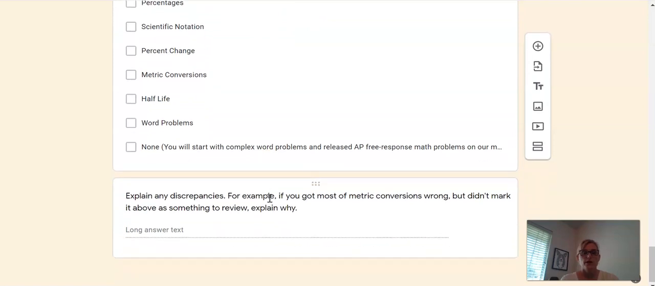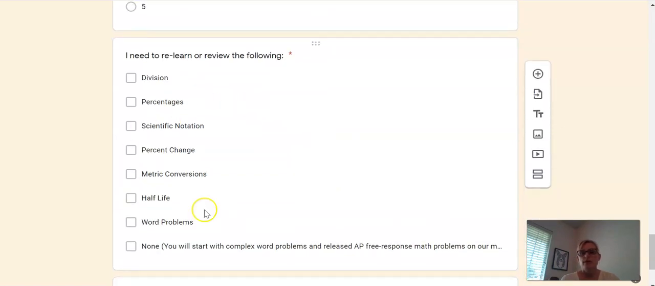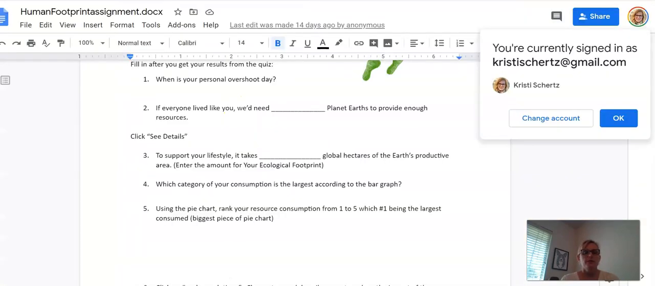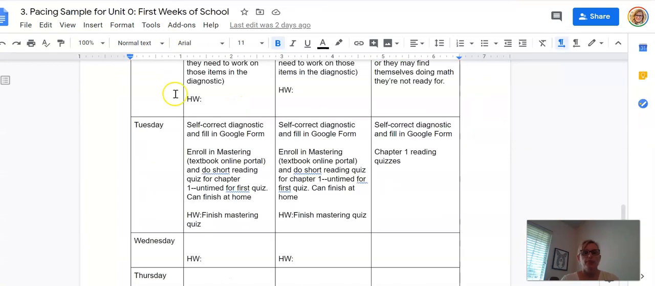And so they're going to check off the items that they need to work on. And I have them explain discrepancies. So for example, if they got most of their metric conversions wrong, but they didn't mark it as something to review, explain why. Some of them say, oh, it's just a dumb mistake. I totally got it. I forgot that this conversion was this conversion, and I'm good at metric conversions. But I tell them I can override any of their decisions, and I can pop in any of these things that I want to in their folders for them. So that's my math diagnostic paper for differentiated math.